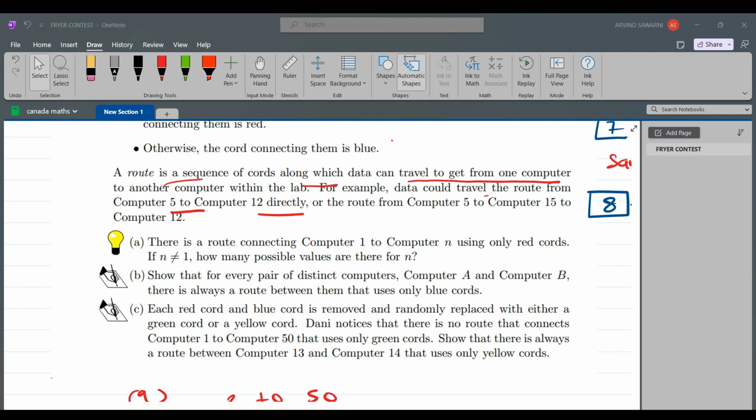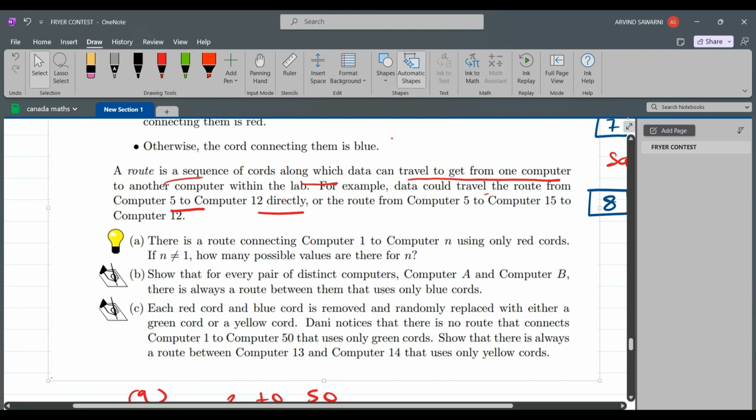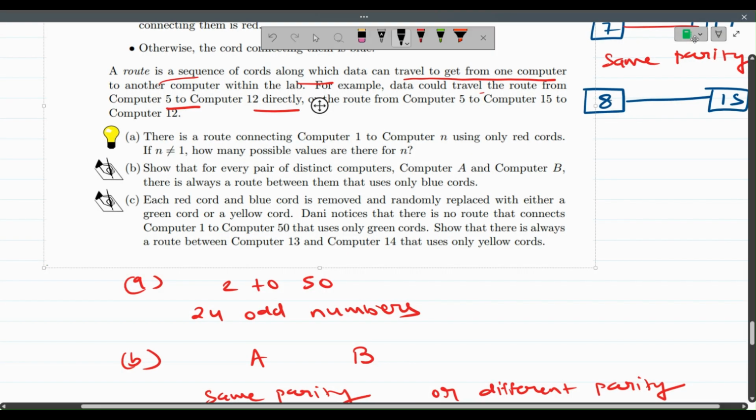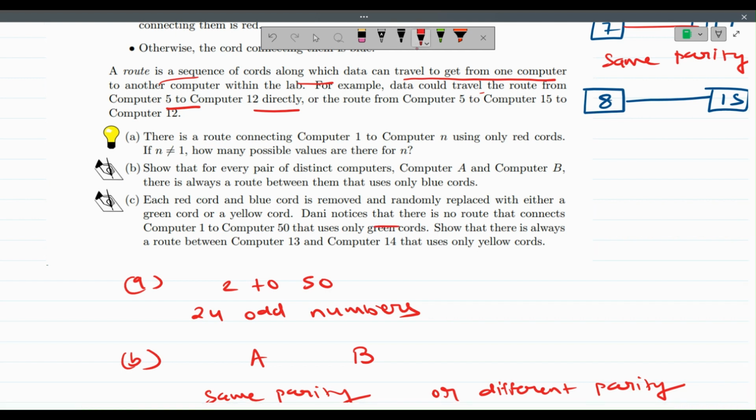So in question number C, it's given that red and blue cords are randomly replaced by green and yellow cords, and between 1 and 50 there is no route that uses only green cord. We have to show that there is always a route between 13 and 14 that uses only yellow cord.